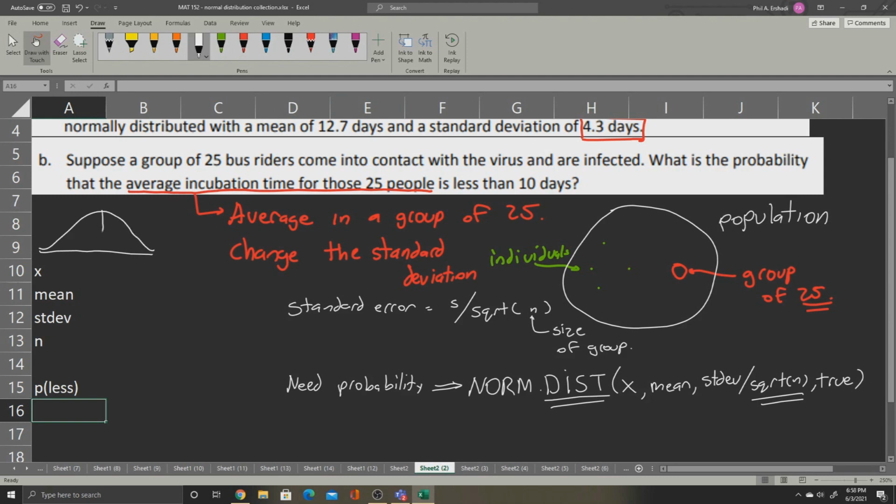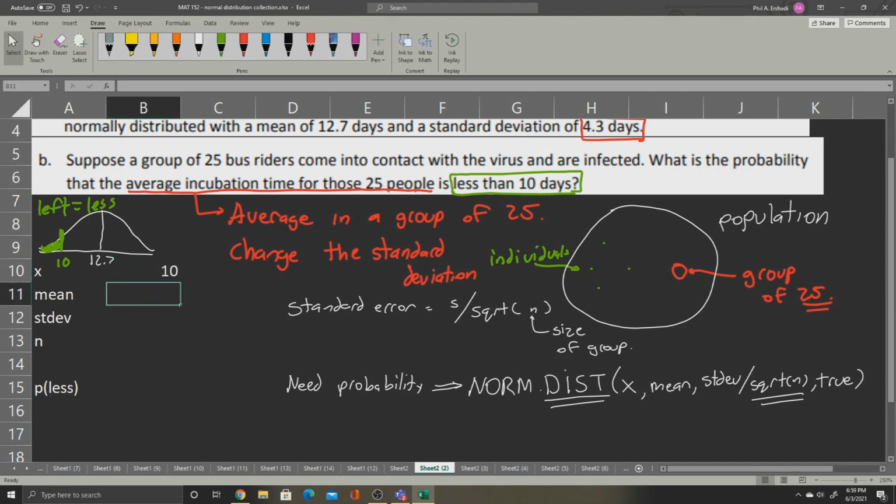Here's our bell curve with a mean of 12.7. We want the probability of being less than 10 days. So 10 will be somewhere to the left of 12.7. And since it says less, less means left. So we are going to look at the small region to the left of 10. So for our x, we'll say 10, with a mean of 12.7, a standard deviation of 4.3, and an n of 25.